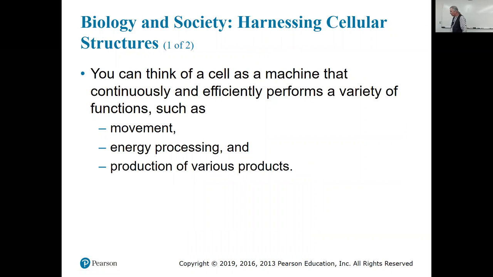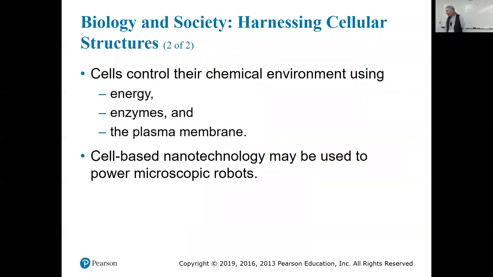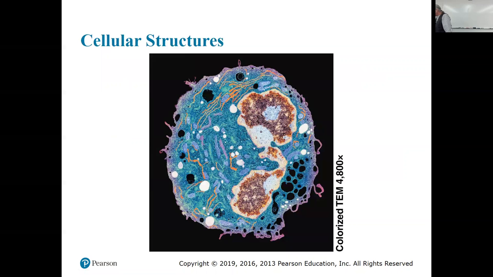Okay, so you can think of a cell as a machine that continuously and efficiently performs a variety of functions: movement, energy processing, production of various products. Cells control their chemical environment using energy. So we're going to talk about energy, basic issues or characteristics of energy and enzymes. And we're going to talk about the plasma membrane and get into cell transport. Cell-based nanotechnology may be used to power microscopic robots. Well, I can talk about that. Cellular structures.